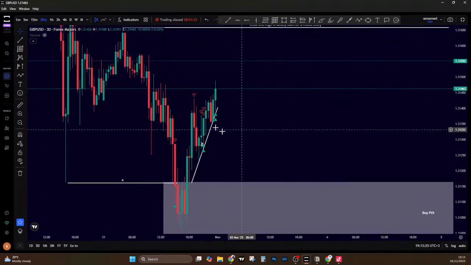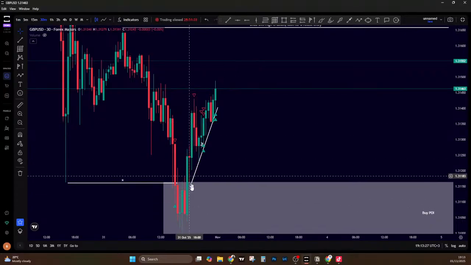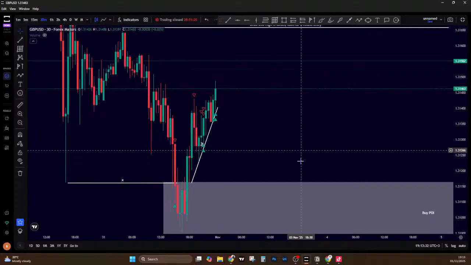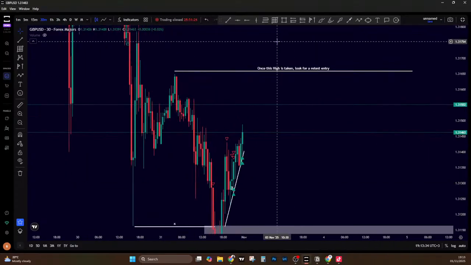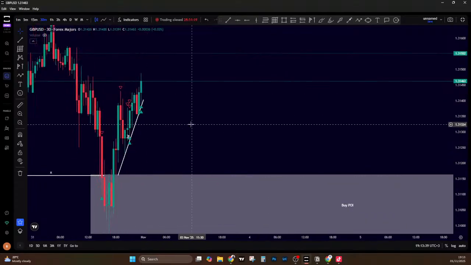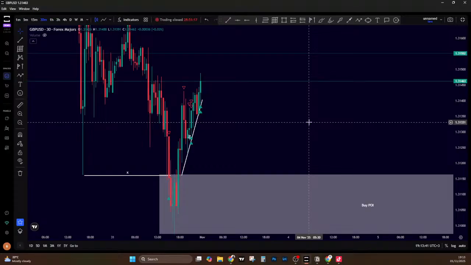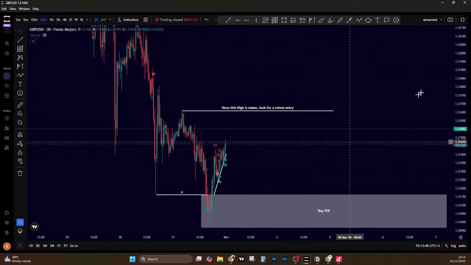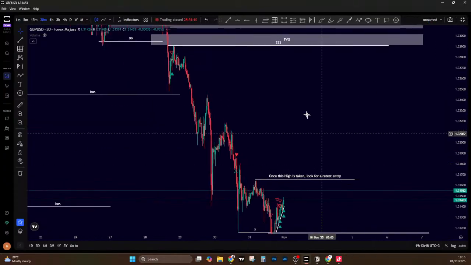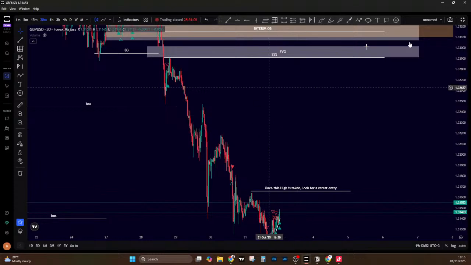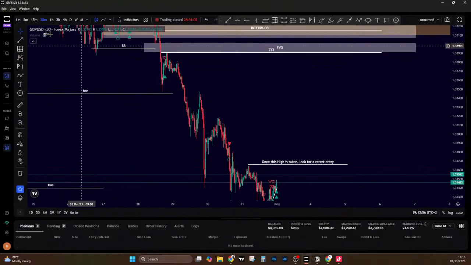But the reason I have an issue is because it is closing all the FVG areas. So unless I see this taken out and then the market comes back, I will not be willing to lose money. Yeah. So that is GBPUSD. Let's now move to EU.